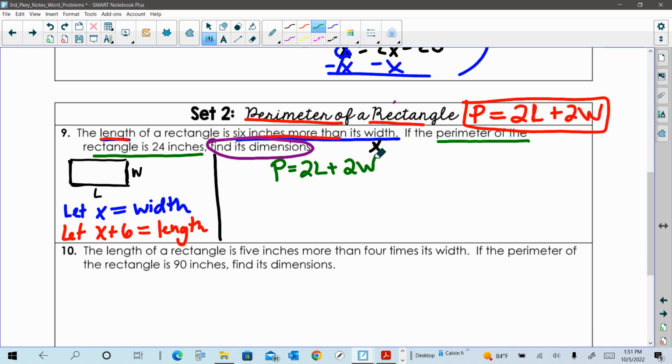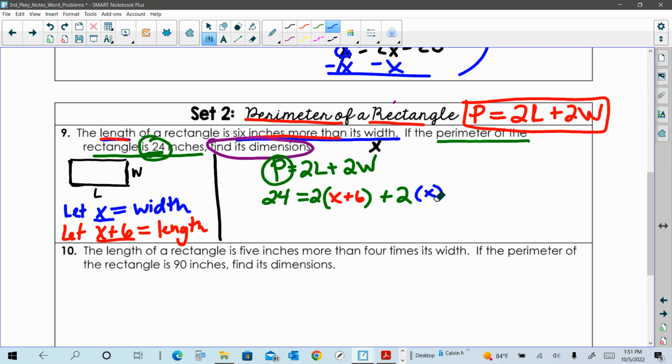Then we're going to substitute the parts that we have been given. We know the perimeter is 24 inches, so this 24 is going to represent the P. I'm going to substitute P for 24. And then I'm doing 2 times the length, and the length is this expression here, the x plus 6, plus 2 times the width. My width is being represented by x.